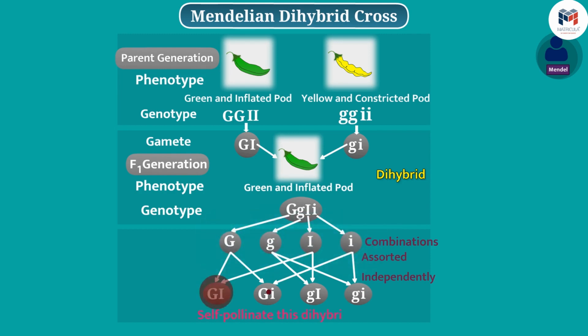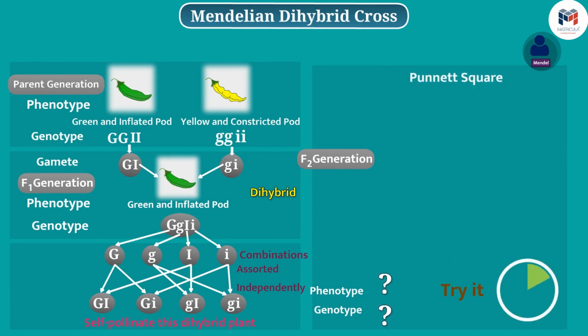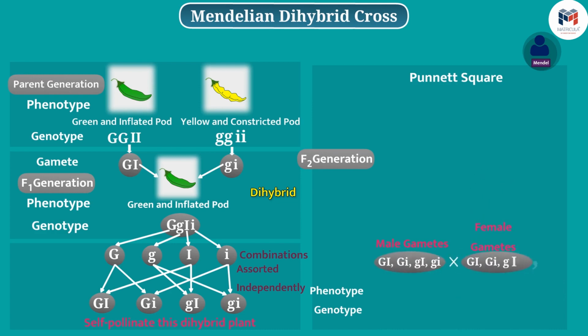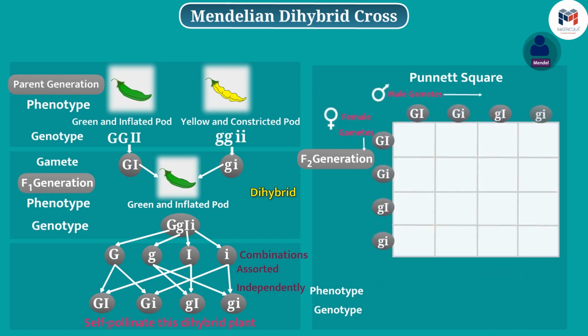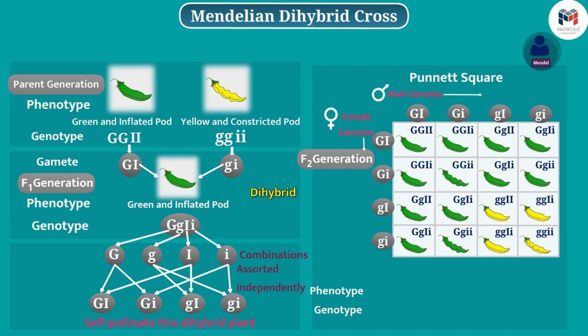If we self-pollinate this dihybrid plant, can you tell the genotype and phenotype of plants produced? Pause the video and try to find this with the Punnett square. Let me tell you, here the male gametes are like this and the female gametes are like this. For this, we will write male and female gametes on 2 sides of the Punnett square. We will write the fusion of these gametes in the squares shown like this.